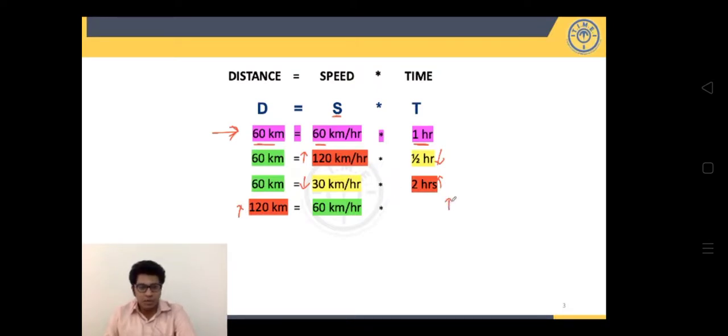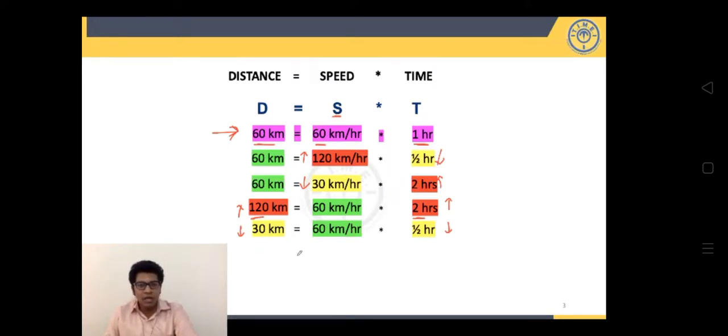So 60 kilometers per hour is the speed. If I have to travel 60 kilometers, I'll take 1 hour. If I travel 120 kilometers, I will take 2 hours. So for a constant speed, when the distance increases, time will definitely increase. Now let's fix the same speed. If I decrease the distance, let's say 30 kilometers, what will happen to time? It will also decrease because I have to travel only 30 kilometers at the same speed. I'll take only 30 minutes.